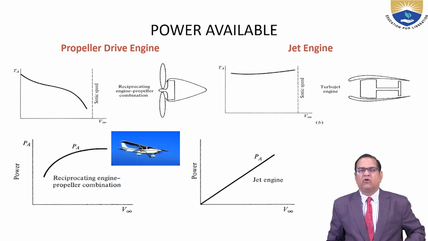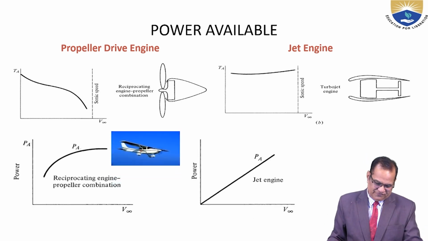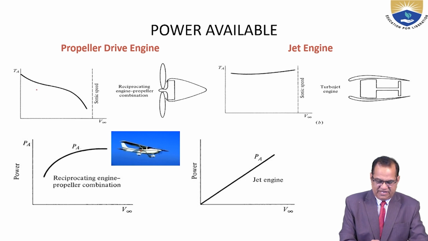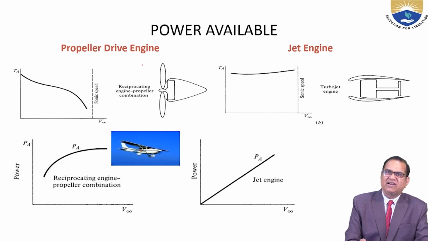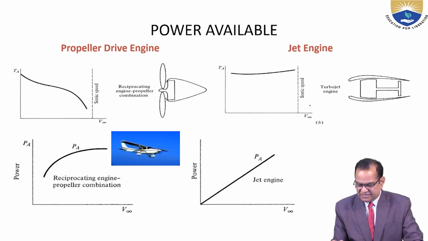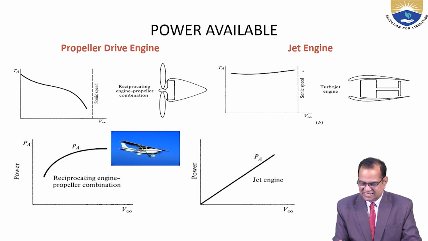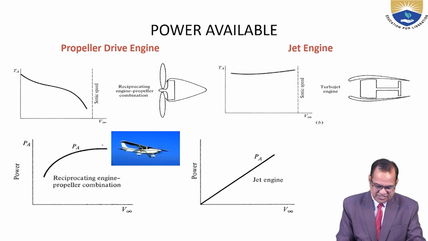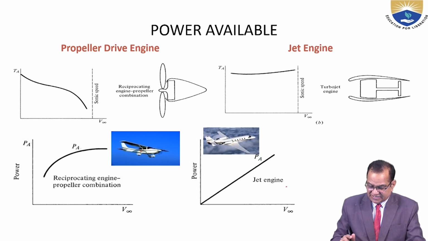So here, power available now. If you see here, for the propeller driven engine, TA is like this. For the jet engine, TA is like this. This is for the propeller. Power available as a function of velocity is like this. And the power available for the jet engine is constantly increasing from 0 to maximum.